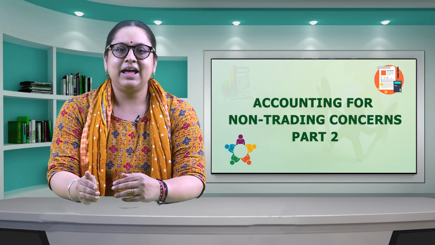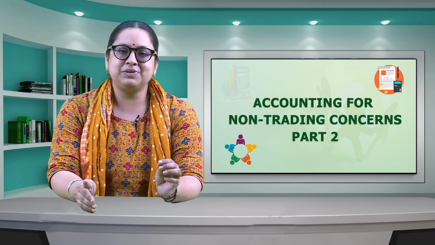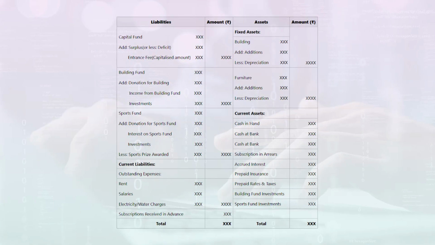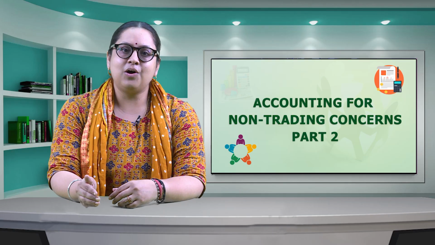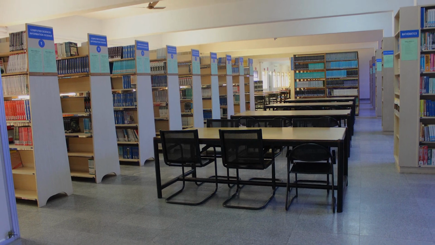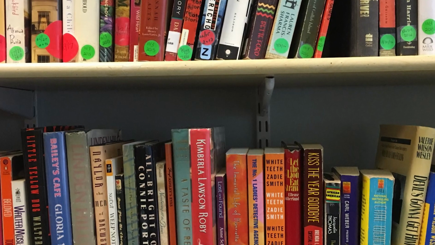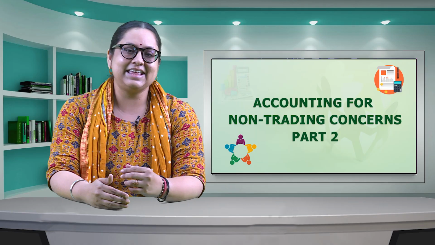Thus, general donation of relatively small amount is credited to income and expenditure account, and general donation of relatively large amount and specific donations are recorded on liability side of the balance sheet. Donation or charity received for a specific purpose like donation for building, donation for extension of library hall, donation for library books, donation for seminar room, donation for sports activity, etc.